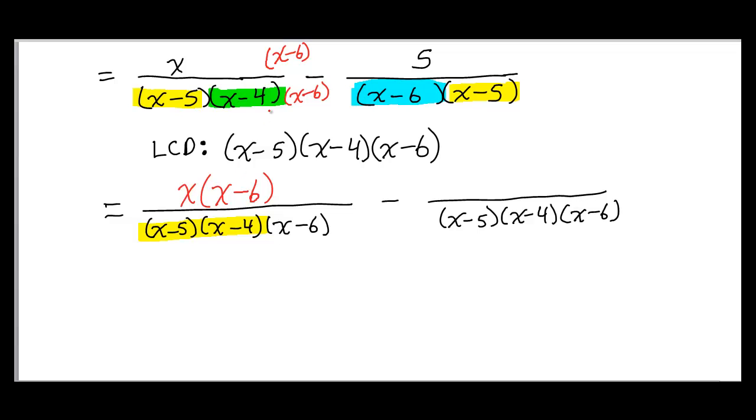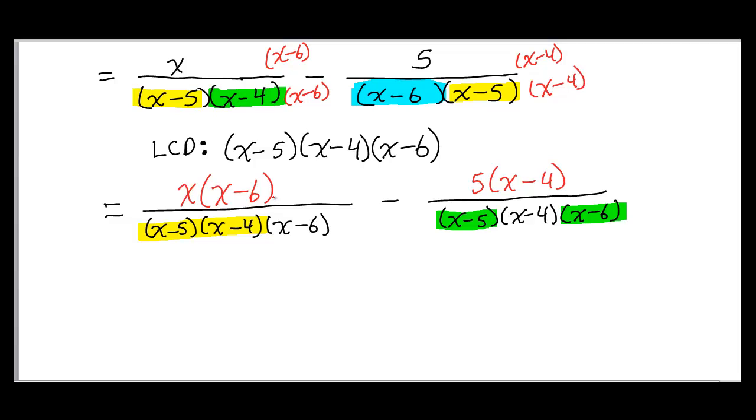That's why it's legal. In my second rational expression, we have the x minus 5 and we have the x minus 6, but we don't have the x minus 4 in the original. So what we're going to have to do is multiply the top by the x minus 4 that we're missing, because we multiplied the top by x minus 4 and the bottom by x minus 4.